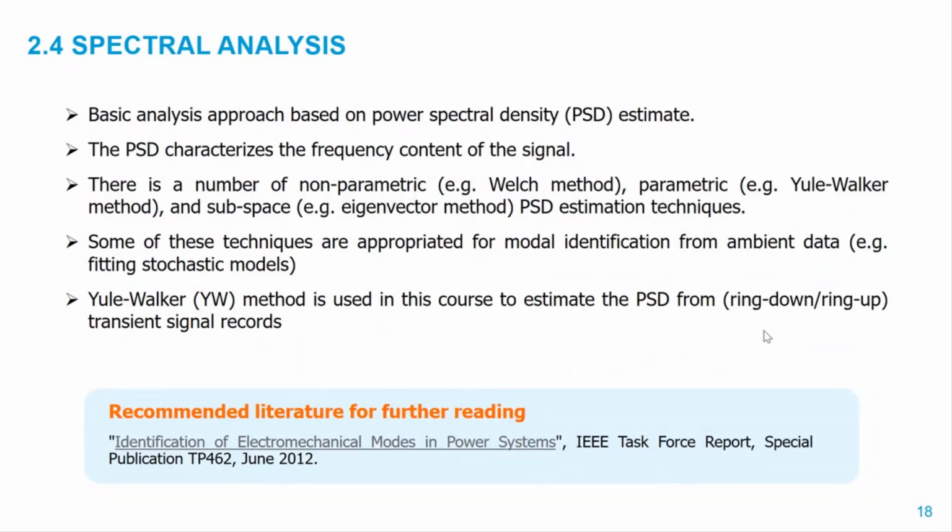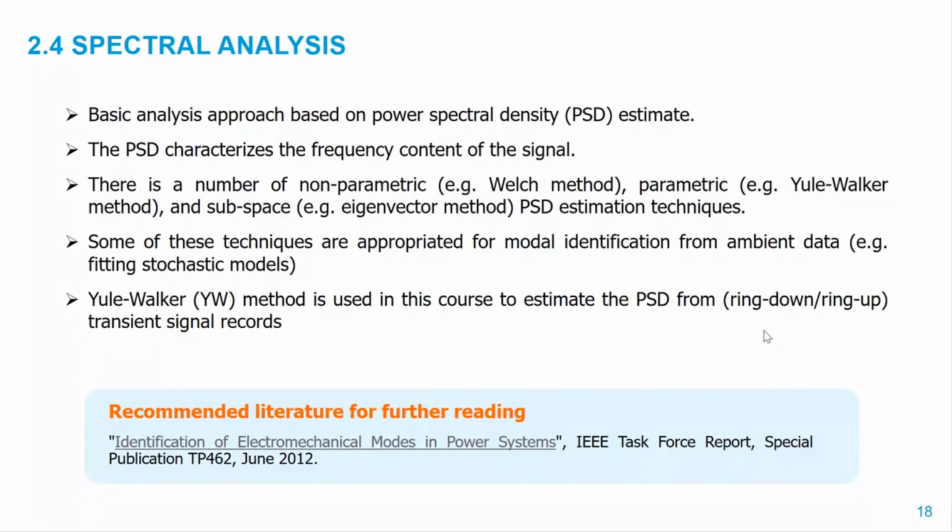And some of these methods that I have just mentioned are appropriate for identification of the model parameters from ambient data. This is basically a problem of fitting a stochastic model. In the examples that we use in the lecture of today, we use the Yule-Walker method to estimate the power spectral density from ring down and ring up transient signal records.